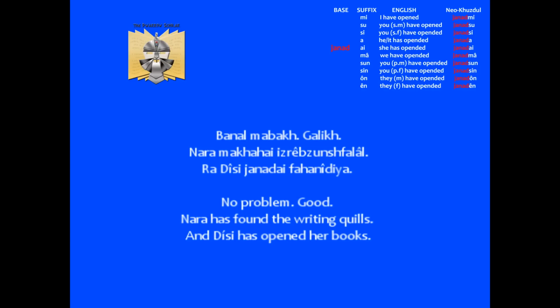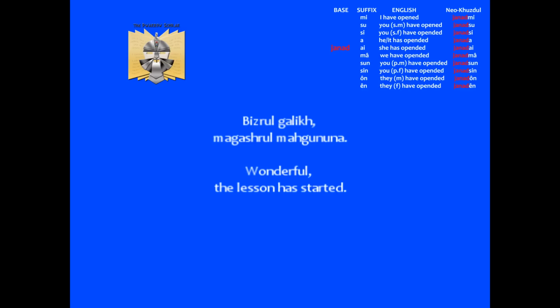The last word in this line is Fahanidia. Now, Fahani we know by now, which is books. We add dia to indicate we are talking about her books, making it Fahanidia.